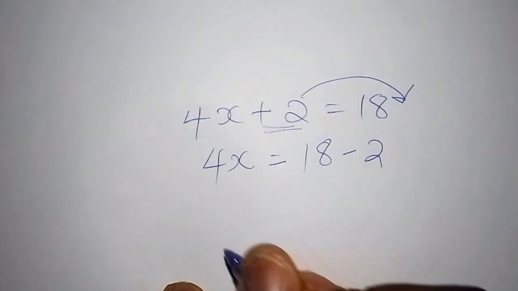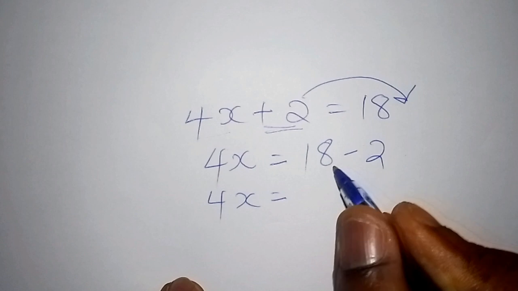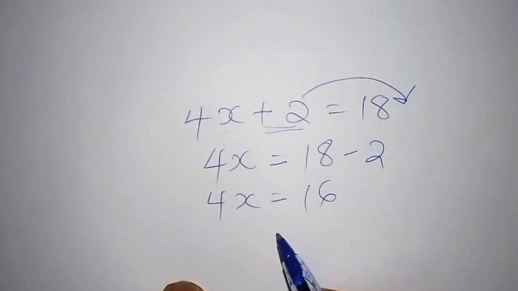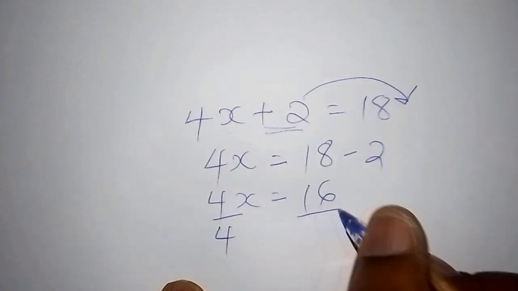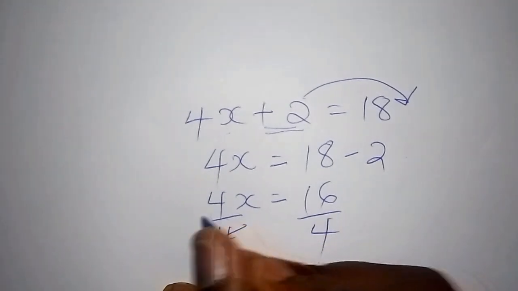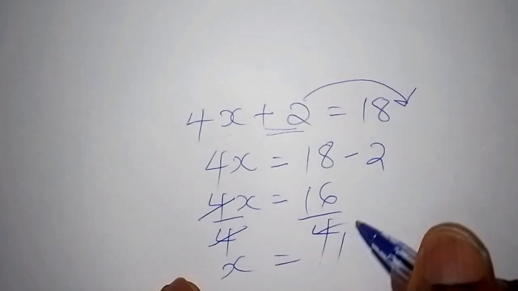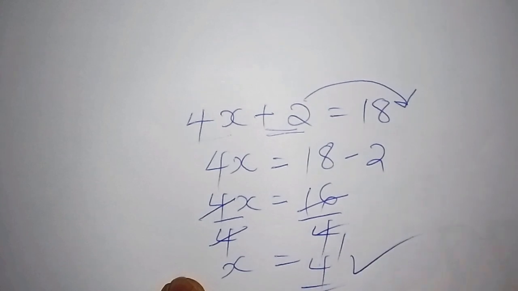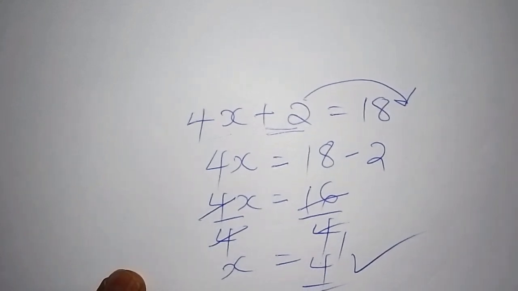From there we shall have, let's simplify it, 4x = 18 - 2, which is 16. When you want to remain with x, we simply divide both sides by 4. Now when we cancel them, we shall have x = 4 here once, and 4 into 16 is 4. So our x = 4. That's how we solve it. Let's move to the second one.